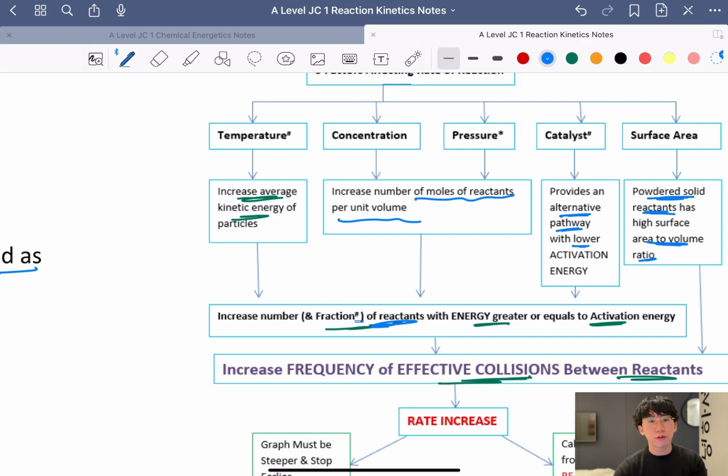So take note that surface area does not affect the fraction of particles with activation energy itself, and goes directly straight to this explanation. When you have the rate of effective collisions increase, you will therefore have a rate increase. So do take note in your explanation that you have to follow this series of steps when explaining, in order to show the examiner that you understand what comprises a successful increase in rate of reaction.